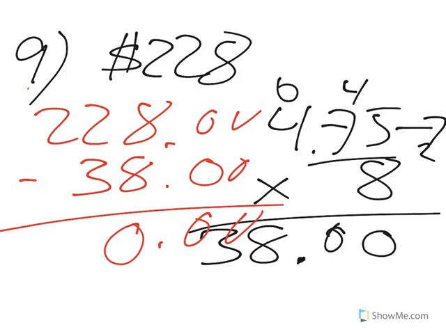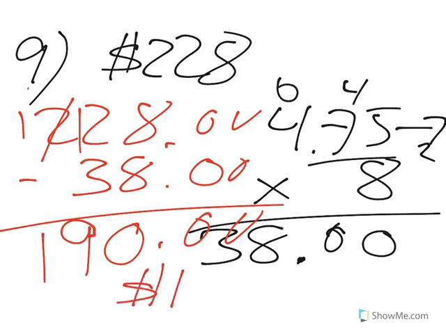8 minus 8 is 0. I cannot do that. I have to borrow. 12 minus 3 is 9. And 1 minus nothing is 1. So my answer is she needs $190, which is D.